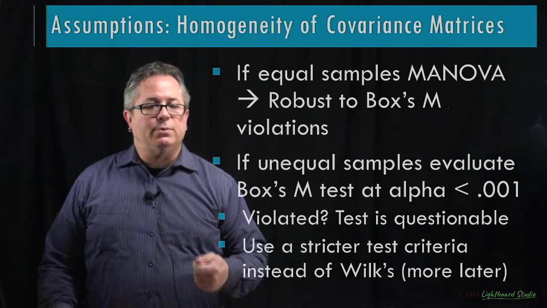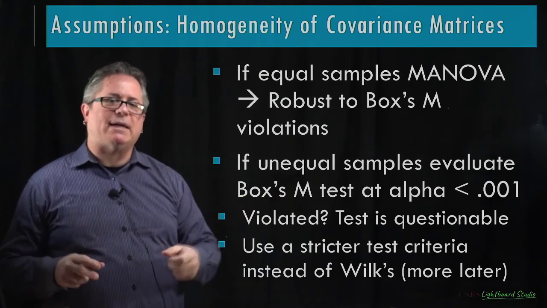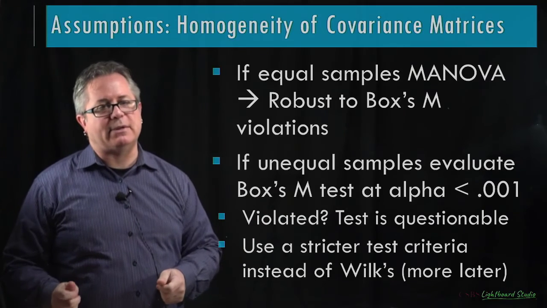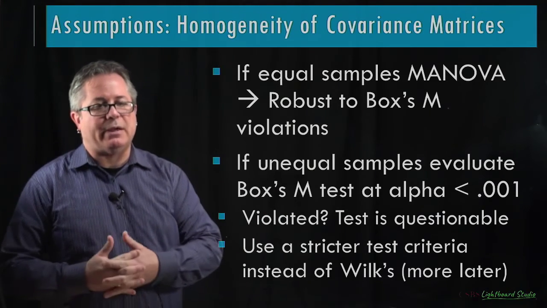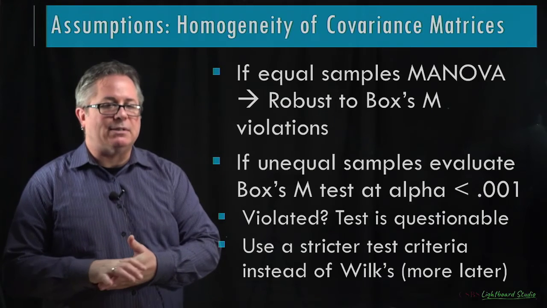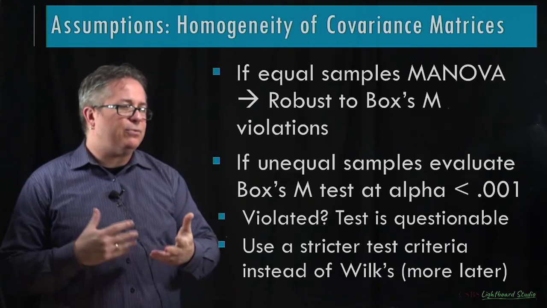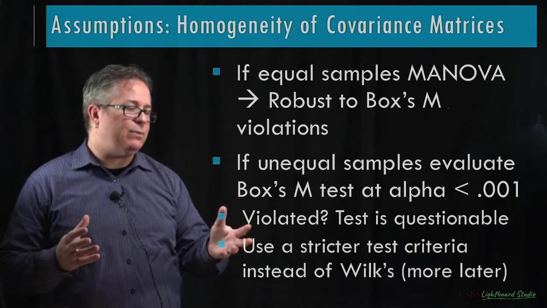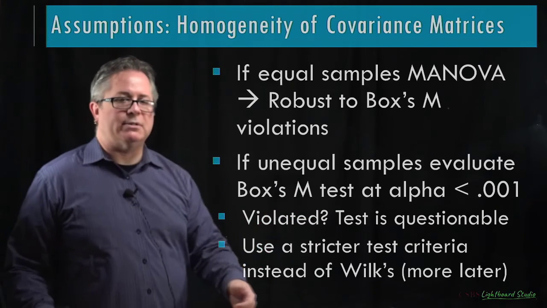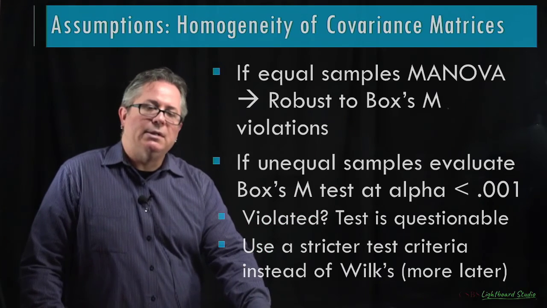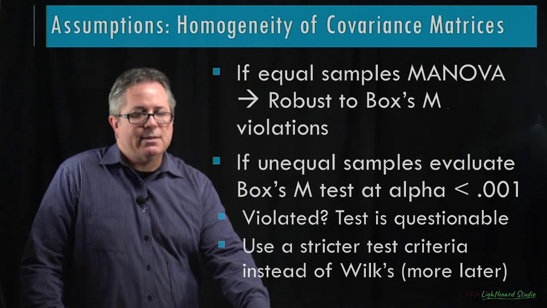All right, so in terms of testing that, it seems like it'd be crazy to try to do that. There's no easy by-hand way like Fmax of doing a test for homogeneity of covariance matrices. So typically when using SPSS, we're going to rely on something called the Box's M test. And if your samples are roughly equal, it doesn't have to be exactly equal, but they're pretty close to each other in sample size, you can probably ignore Box's M altogether. It doesn't really matter because the test is robust to violations.